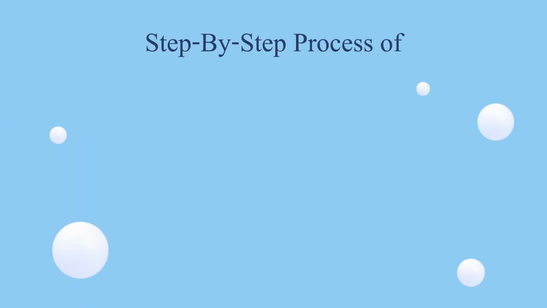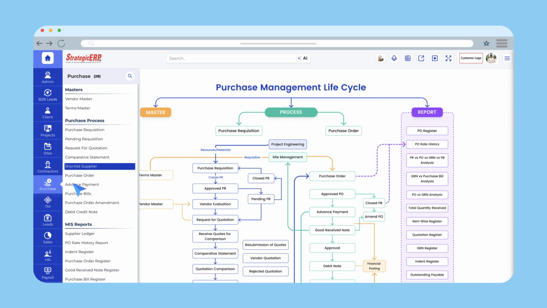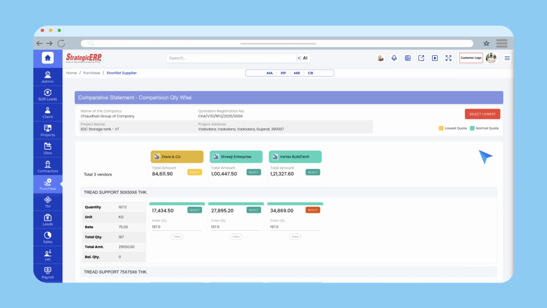Let us understand the step-by-step process of shortlisting supplier and releasing purchase order in Strategic ERP. Navigate to the Shortlist Supplier form under the Purchase Management module. System will automatically redirect to the Comparative Statement form. To generate comparative statement for the supplier, click on Details.